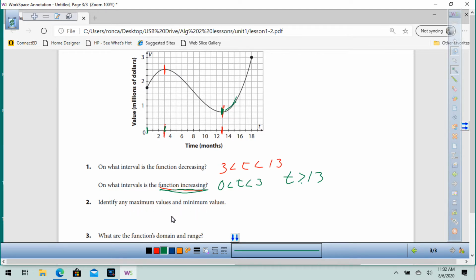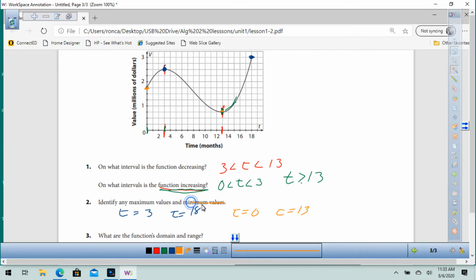Identify any maximum values. Well, right here is a maximum value, and right there is a maximum value. So the maximum values are at t equals 3 and t equals 18. And minimum values, well, here and here, and we're going to say t equals 0 and t equals 13.